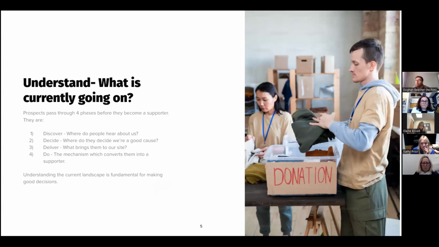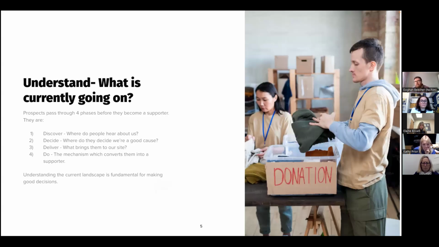Before somebody becomes a supporter, they go through four phases, and they're on your screen right now. So, really simply, there's a discovery phase where people learn about an organization for the very first time. They hear your name, that's it. There's a decision-making phase where people, for whatever reason, are influenced to decide that a cause is worth giving to.